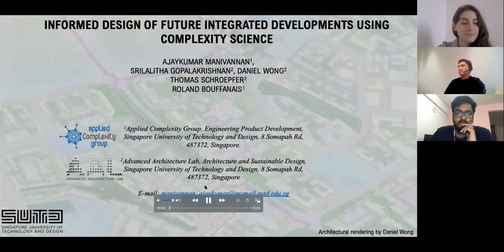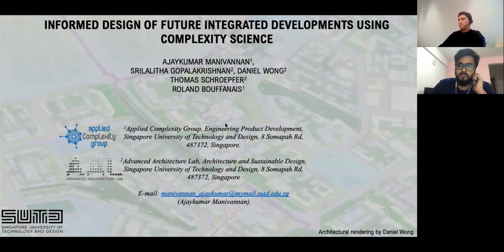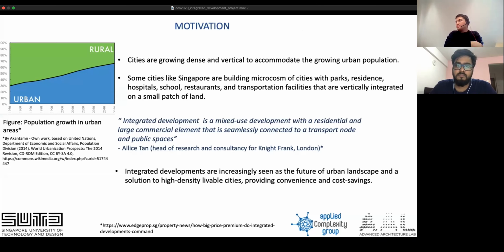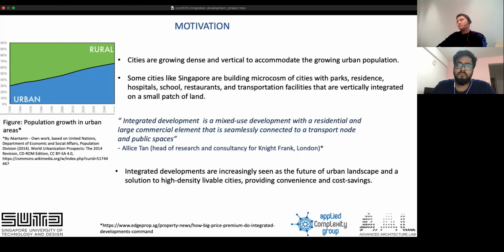Hello, everybody. With the focus on the spatial network analysis of an existing integrated development. Now, every year, more people move to urban areas in record scale, and cities have grown dense and vertical to accommodate this trend. This increasing density has encouraged cities like Singapore to design vertically integrated developments that rise to be the microcosm of cities, with hospitals, supermarkets, shopping complex, public transportation, restaurants and parks, all in a single or multiple blocks that are integrated closely.